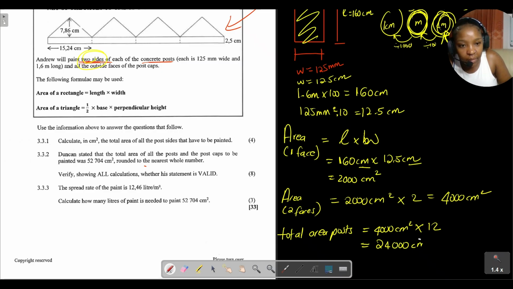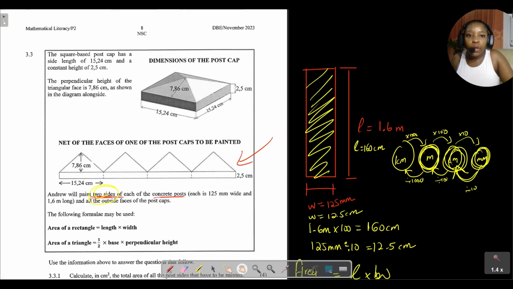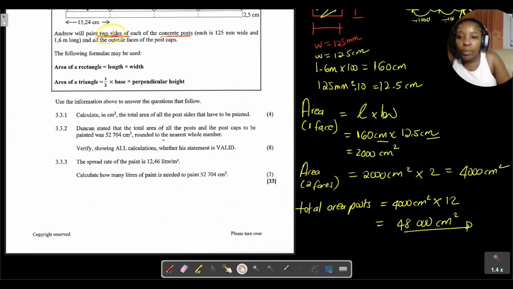Sorry, it's not 24,000. I made a silly mistake there. So 4,000 multiplied by 12 should give us 48,000 centimeters squared. So that's the total area of all the post sides that have to be painted. So we're basically done with question 3.3.1. Now, question 3.3.2.